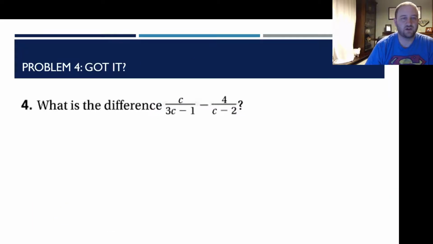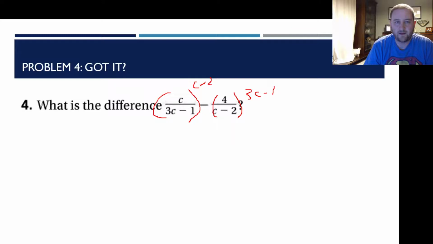All right, I want you to go ahead and try this one then on your own. Find a common denominator and then subtract. Pause the video. All right, so these two do not have a common factor, so you're just going to multiply this one by c minus 2 and this one times 3c minus 1. Okay, so c times c is c squared. C times minus 2 is minus 2c over 3c minus 1 times c minus 2.